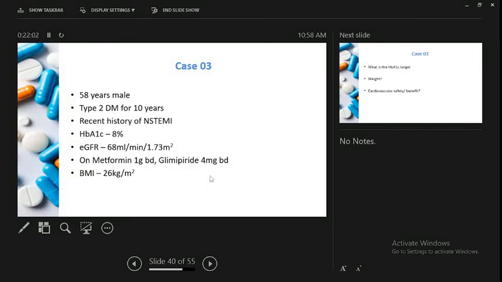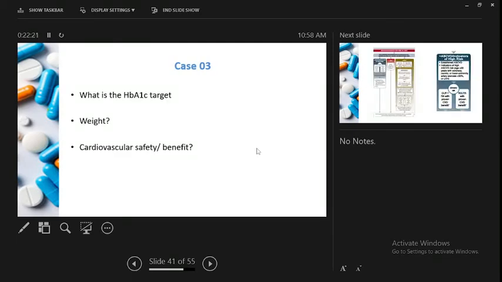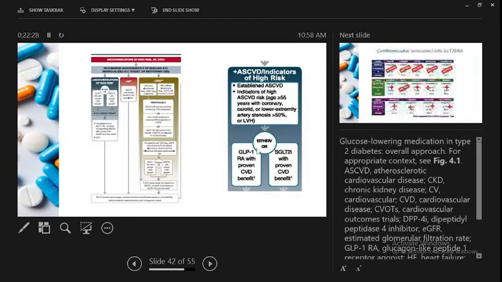The next patient is a 54-year-old male with type 2 diabetes, presenting with a history of non-STEMI, with an HbA1c of 8% and eGFR of 68. He's on metformin and glimepiride at maximum doses, and he has a BMI of 26. So again, the same questions: what is the HbA1c target? What are you going to do about the weight? And what is the cardiovascular safety or benefit?